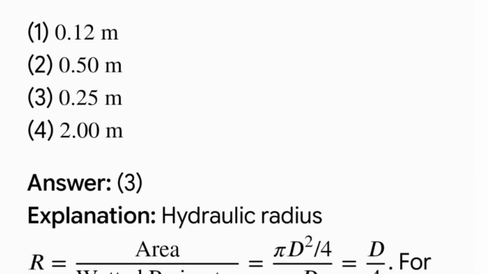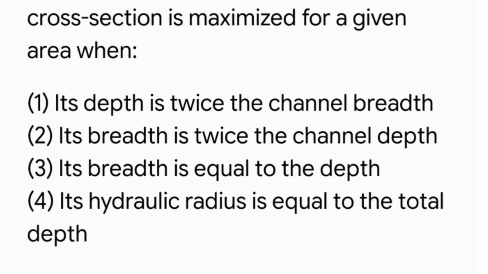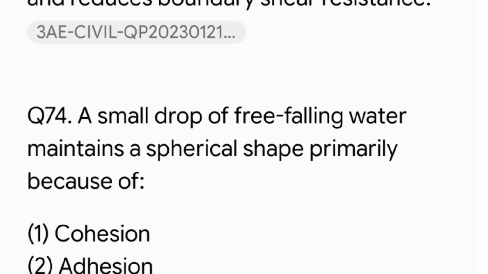Next question. The volumetric discharge through an open channel of rectangular cross section is maximized for a given area with, correct answer option 2, its breadth is twice the channel depth. Next question. A small drop of free falling water maintains a spherical shape primarily because of, correct answer option 1, cohesion.